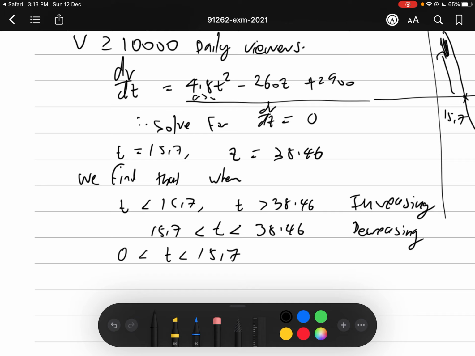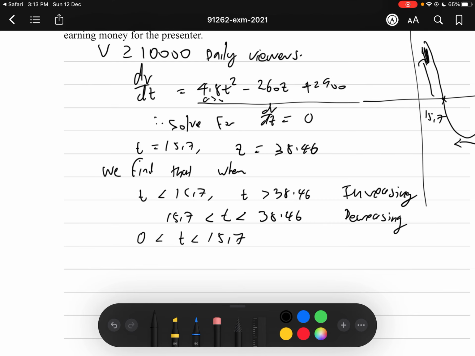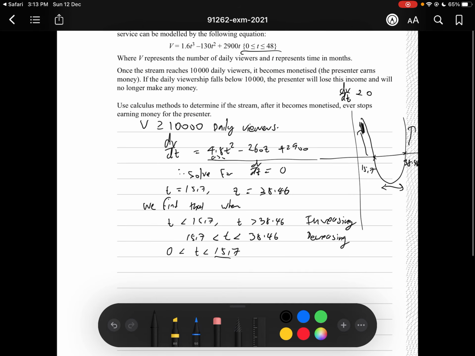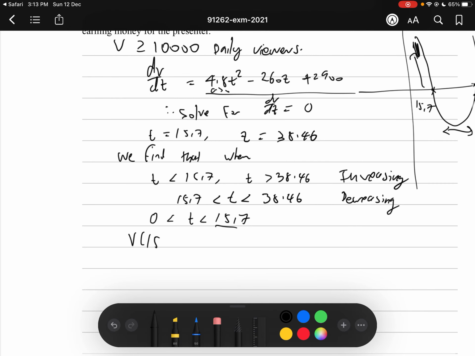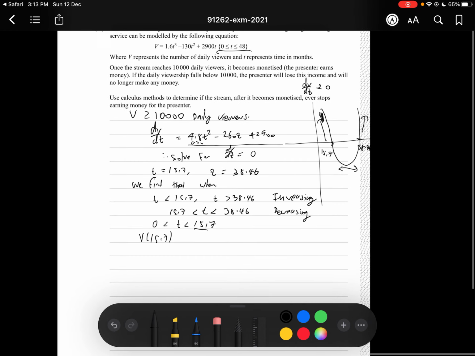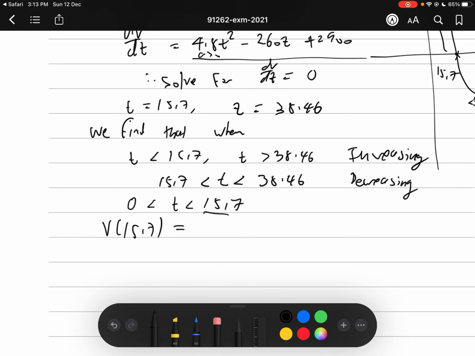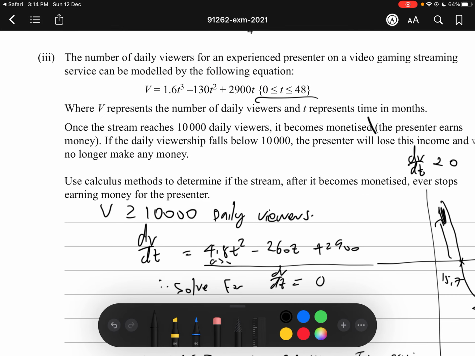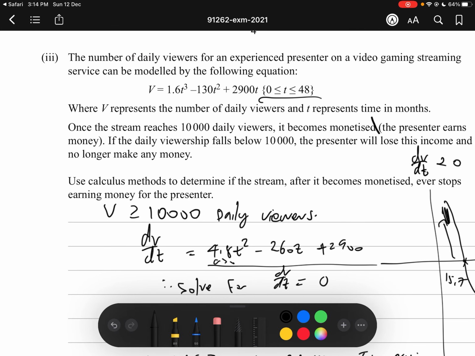What we want to know is whether, after 15.7 months, the number of daily viewers will be above or below 10,000 daily viewers. So what we're going to do is plug t equals 15.7 into our original equation, V of 15.7. Let me use the calculator here to substitute. We should get, let me double check, sorry. Yeah, it's just some calculator work here. Just make sure you don't make a mistake when you're doing the calculations.